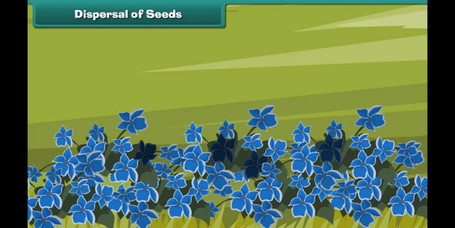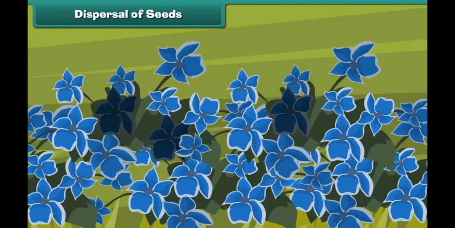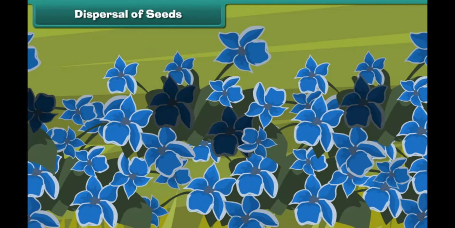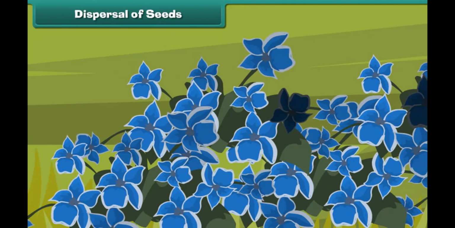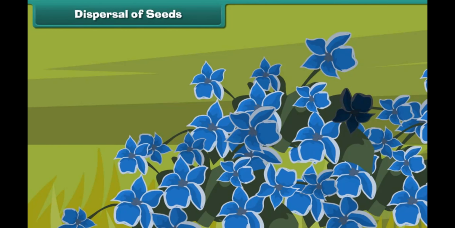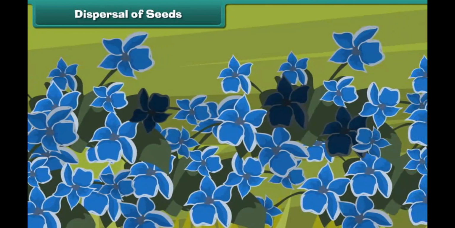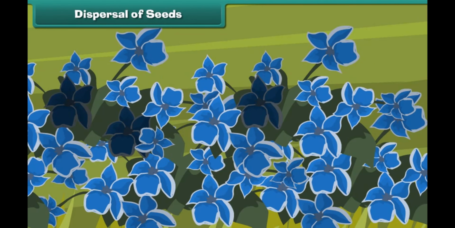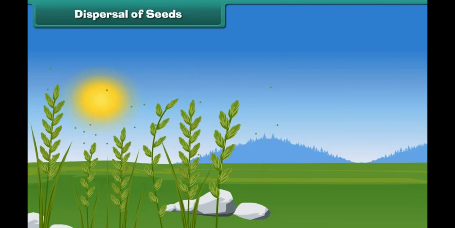Dispersal of seeds. What will be the condition of an area where all the seeds are grown near the parent plants? There will certainly be a shortage of space, water, minerals, and sunlight. So all the plants will not grow properly. Most of them will naturally die. So, it is necessary that the seeds of plants should be scattered over large distances.